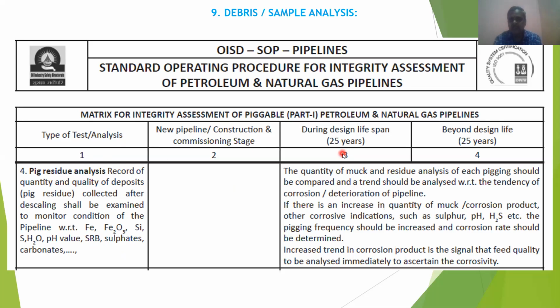During design lifespan and beyond 25 years lifespan also, 3 and 4, the quantity of muck and residue analysis of each pigging should be compared and trend should be analyzed with respect to the tendency of corrosion, deterioration of pipeline. If there is any increase in quantity of muck, corrosion product, other corrosive indications such as sulfur, pH, H2S, etc., the pigging frequency should be increased and corrosion rate should be determined. Increased trend in corrosion product is the signal that feed quality is to be analyzed immediately to ascertain the corrosivity.